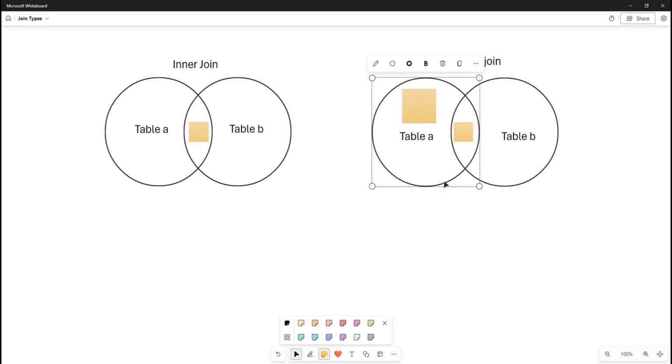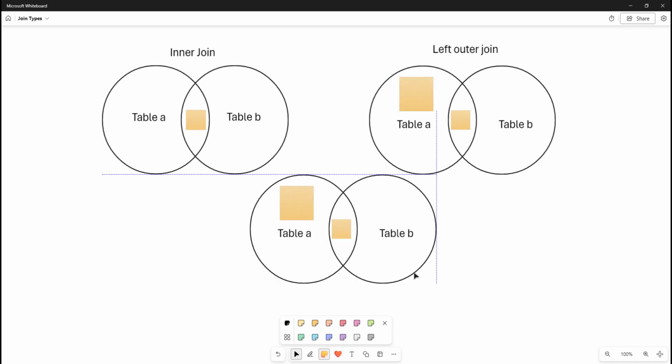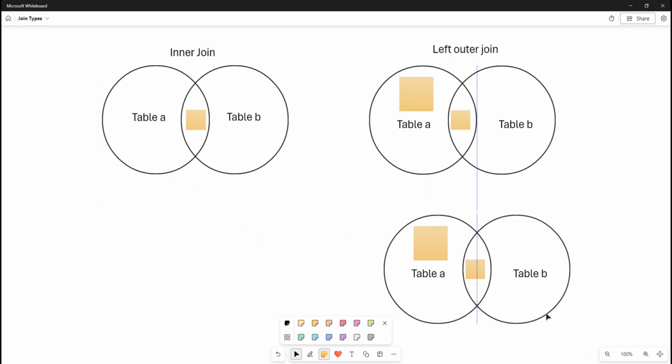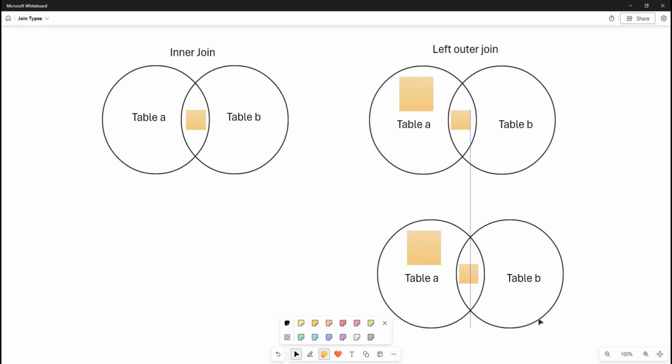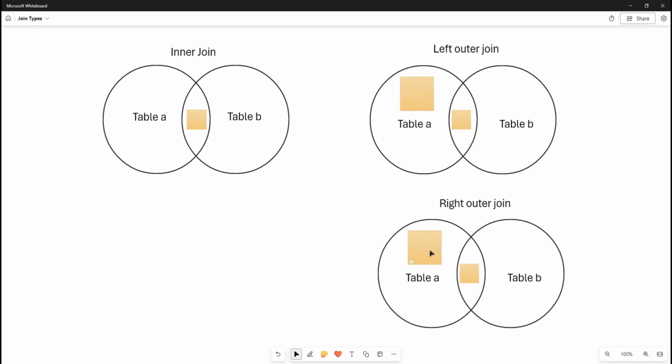And then we have the opposite situation. So let's copy all of these. Okay, there we go. I'll put those down there maybe. And let's label that a right outer join. Now this is the opposite direction.